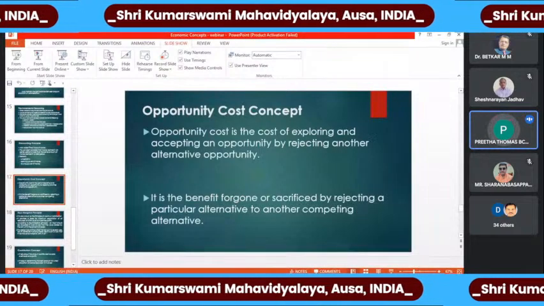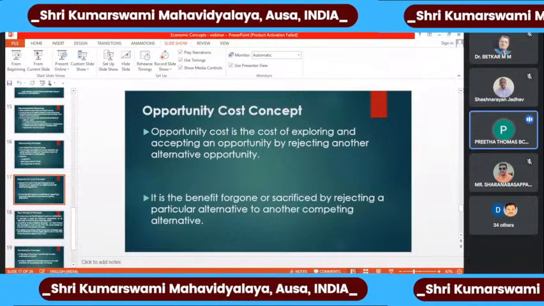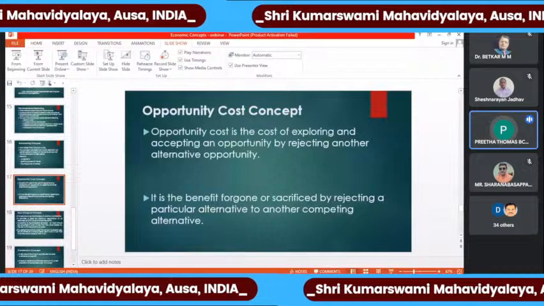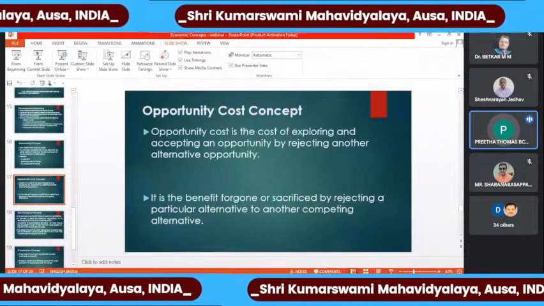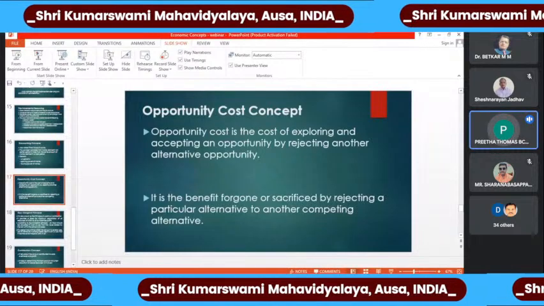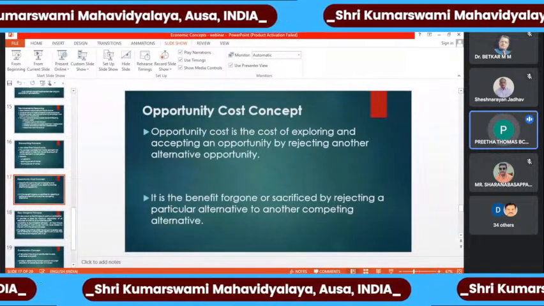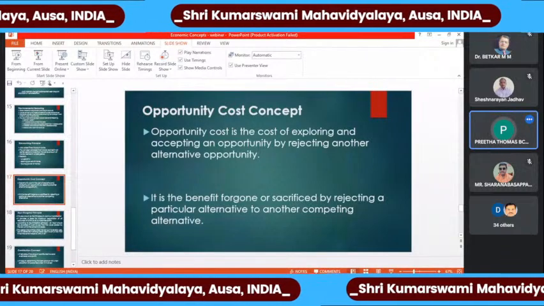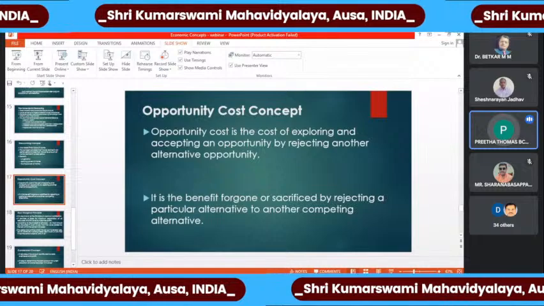I'll give you an example again, right? Supposing I'm running a business. I have my own building. Okay, I have 2 choices. I can run my business in my own building, right? But if I don't run my business in my own building, I can give the building for rent. I can get 10,000 rupees monthly rent, right? But by running the business, I'm losing the rent.